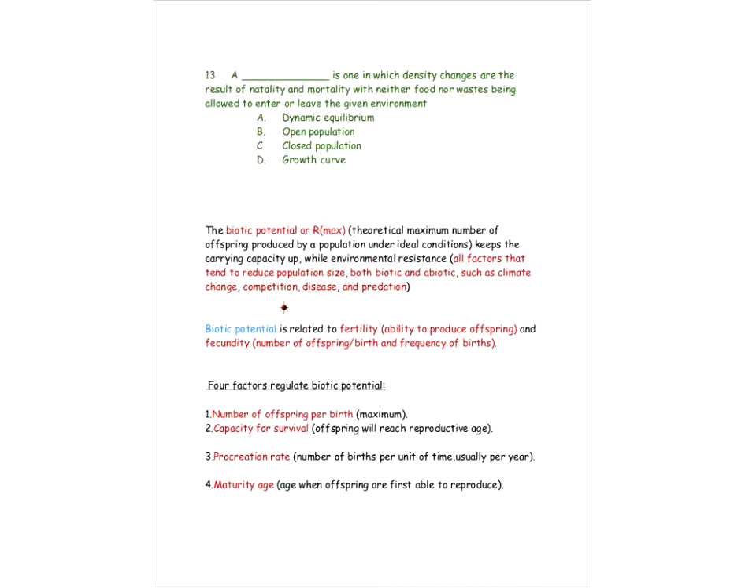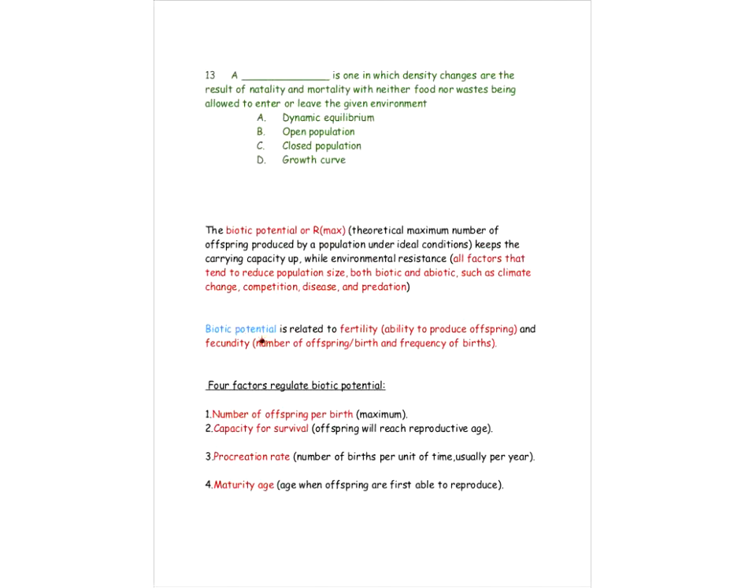At this point, we're going to talk about biotic potential, which is represented by Rmax. So Rmax is the theoretical maximum number of offspring produced by a population under ideal conditions. Okay, and now when you're looking at the word environmental resistance, that's all factors that tend to reduce population size. They can be either living or non-living, such as climate change, competition, disease, and predation.